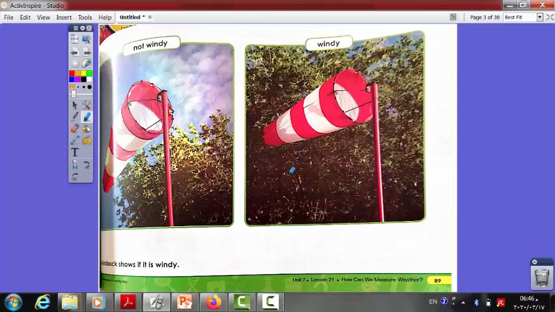Here we're using wind socks. Why do we use wind socks? To measure wind. If a wind sock is not moving, like this one, it's not windy. But look here, it's moving. So it's windy, like today. Now I need you to circle the windsock that's moving, that has wind in it. Which one? This one? Of course not. Excellent. So make a circle here. Okay. Turn the page. Page 90.